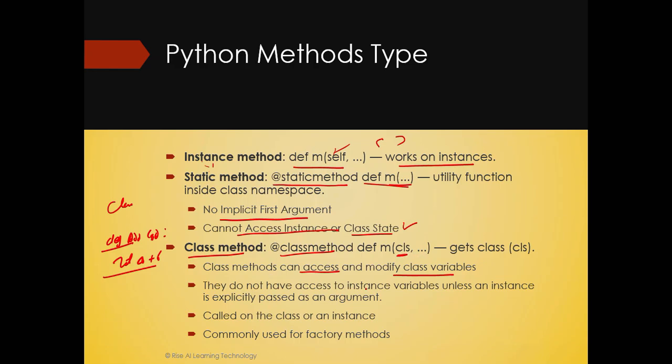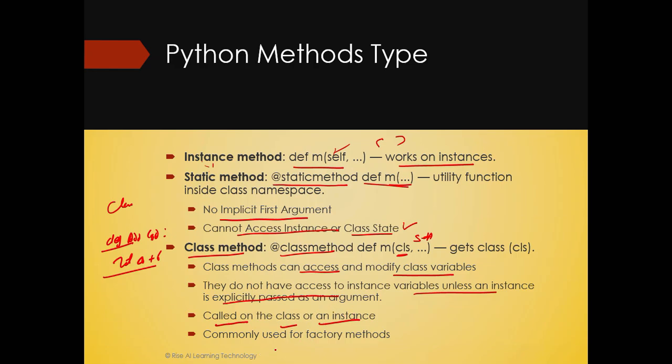They don't have access to instance variables unless an instance is explicitly passed as an argument. They also cannot access it, but if I say self here also, then I can access it within the class method. There is a provision: if I want to access the self instance variable also, I can do it, but that needs to be done explicitly. So I am saying it is a class method, but it can be called on both the class or instance. There is no strict rule that you cannot call it on the instance. It can be called on the instance also.